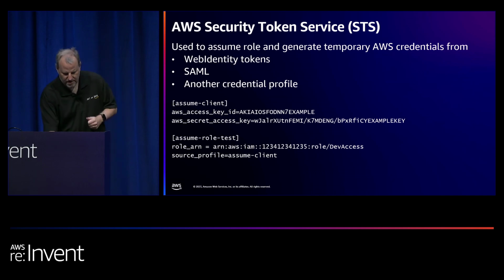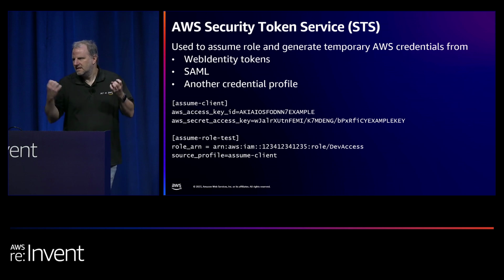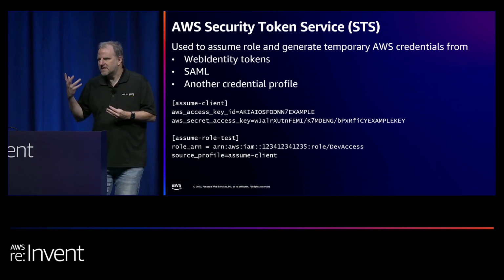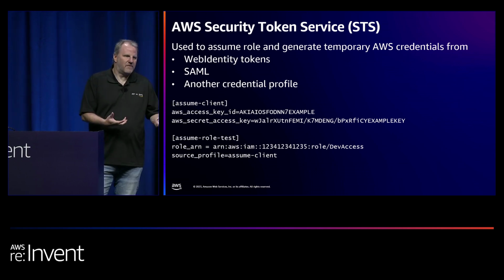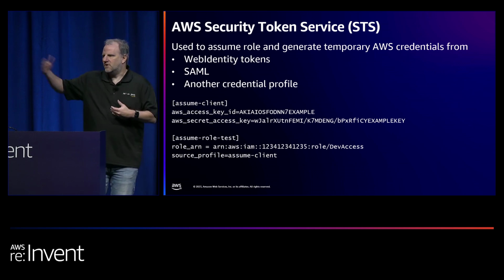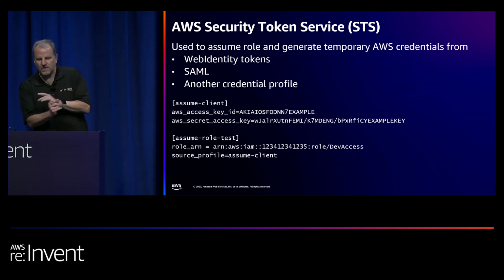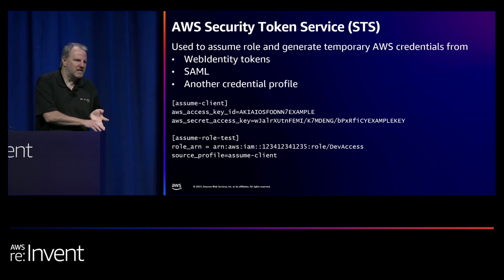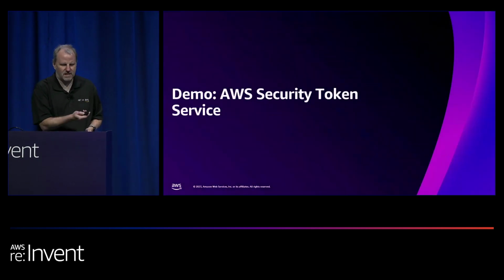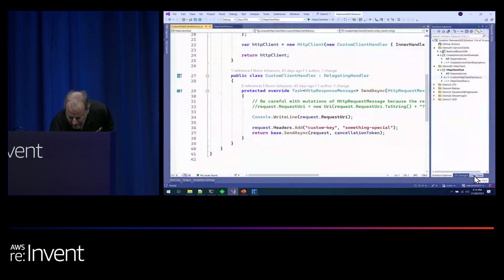Okay, so the next one we're going to talk about is Security Token Service, STS. This is the service that you often use when you want to generate temporary credentials. You often don't use it directly, but indirectly, because maybe your credential profile is set up to do an assume role to another account. STS is used for those assume roles, for web identity tokens, for SAML, things like that. It has an interesting, surprising behavior for .NET developers that I wanted to show you.